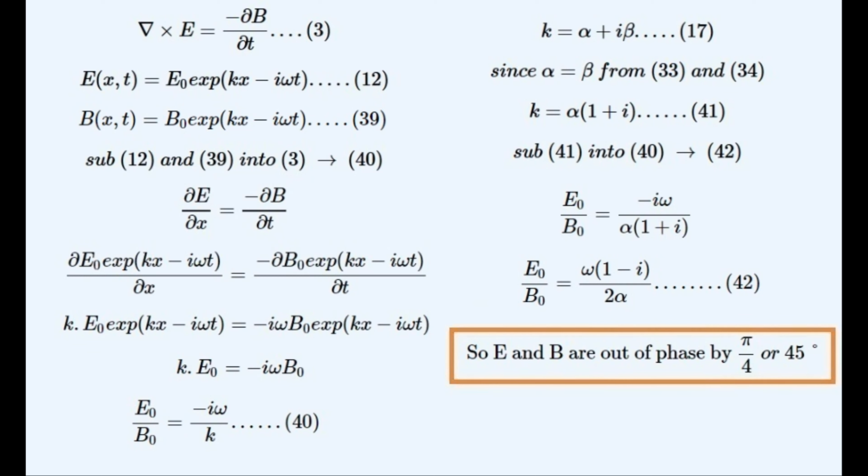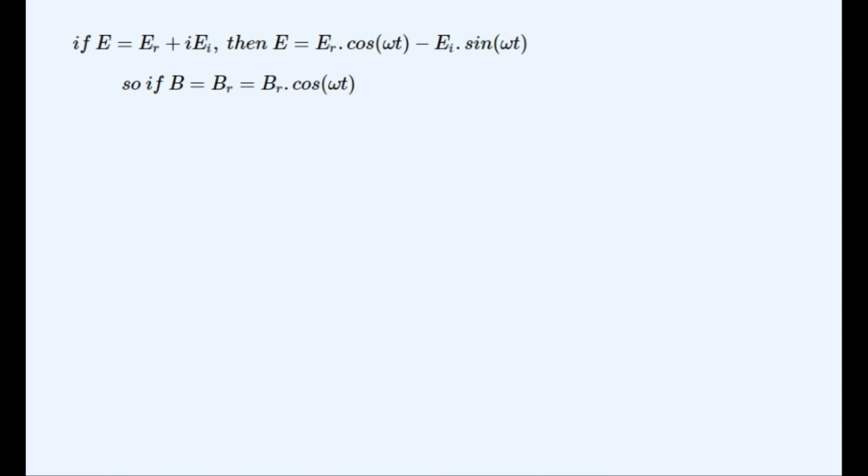or 45 degrees. So in order to see exactly if B lags E, we'll set the real value of the complex number to be the coefficient of the cosine component of the wave, and the imaginary part to be the negative sine component of it. We set it to be minus sine because the coefficient of t is negative omega. So we'll set B to be purely real, so it is equal to its real component, and thus equal to only the cosine part of this wave.